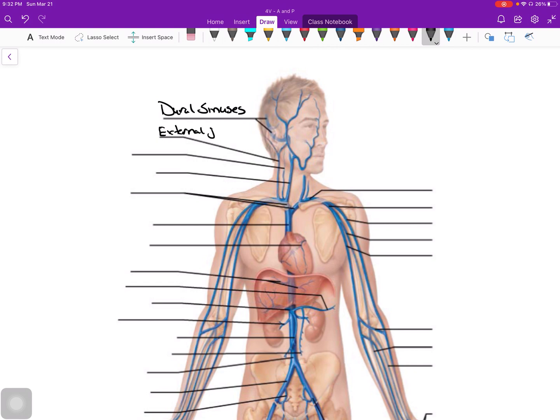And again, guys, you need to remember we need to label this on the right side and we need to label this on the left side so we remember anatomical position. And then I have my internal jugular. You can see the difference between, and these are veins, jugular veins.